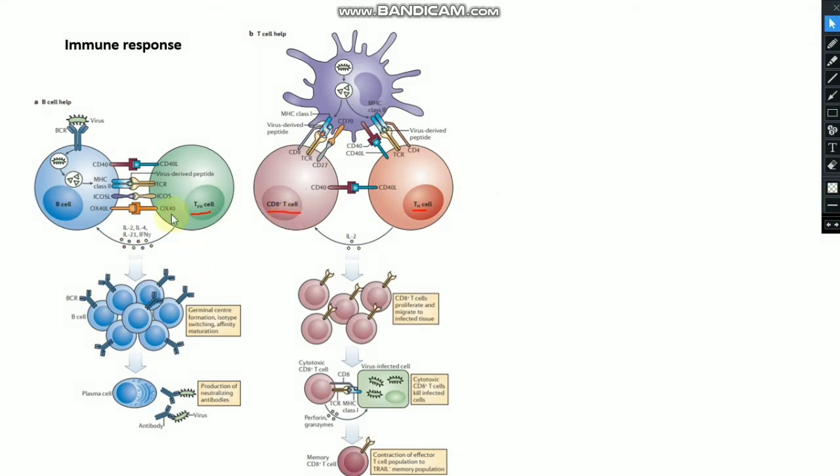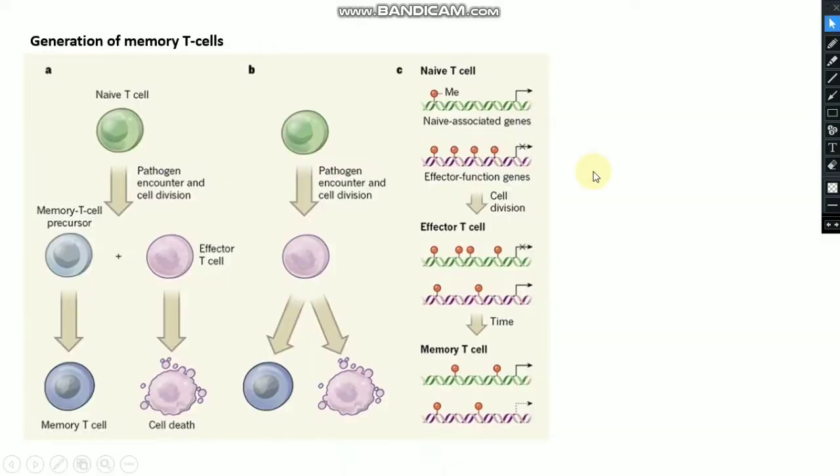So this is about the basic concept about the immune system and immune response. So let's move on to the generation of the memory T cells. How do these memory T cells actually get generated? First I have to start from the naive T cells.